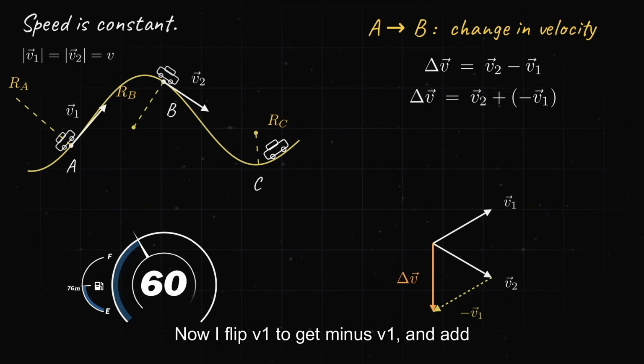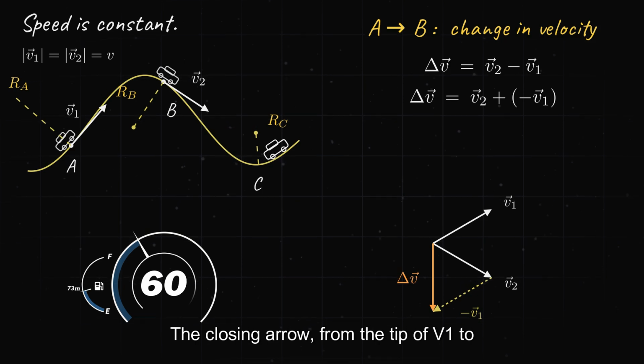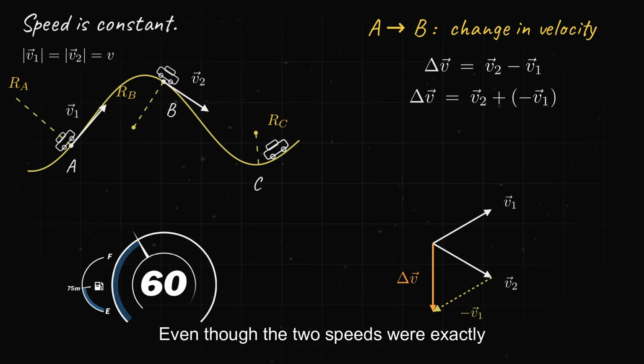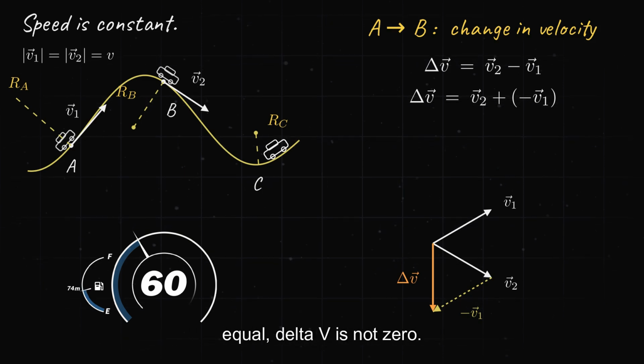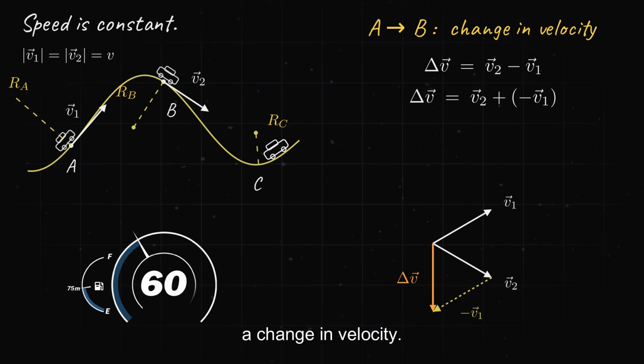Now I flip v1 to get minus v1 and add it to v2. The closing arrow, from the tip of v1 to the tip of v2, this is delta v. And look at this carefully. Even though the two speeds were exactly equal, delta v is not zero. The change in direction alone has produced a change in velocity.